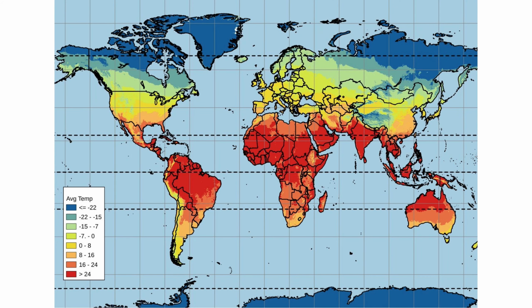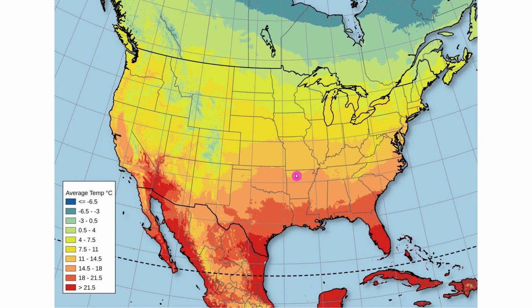So here we've got a map of average temperature again, showing low average temperature at high elevation or high latitude, and high temperature at low latitude. Average temperature across the U.S., you can see the effect of the Appalachians. They're higher in elevation, so you have colder temperatures. Also the Colorado Rockies. The rest of the Rocky Mountains, they're higher in elevation, so it's colder.